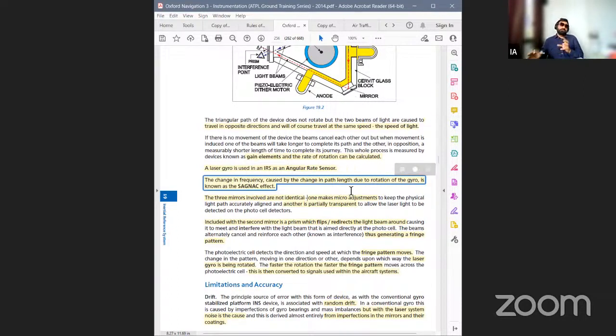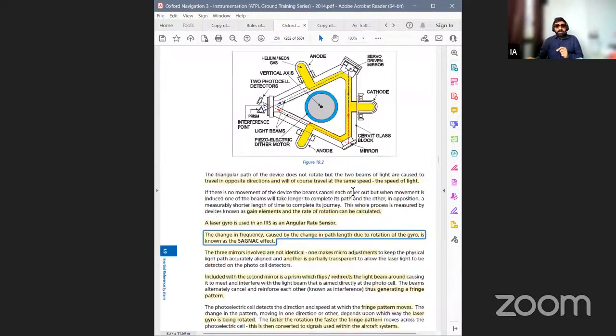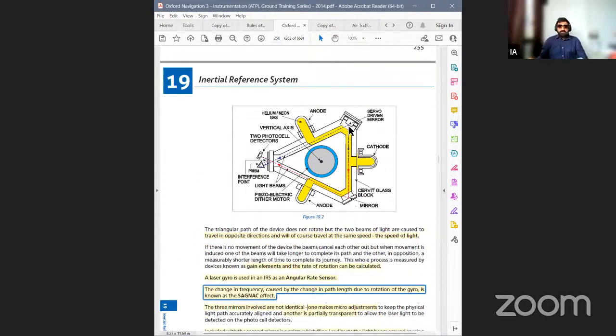So we understand, whenever the gyro is moving, whenever the aircraft is moving, the length taken by this blue arrow and the length taken by this red arrow will vary because of the movement. And because the length varied, and the light is traveling at the speed of light, the frequency will vary. Some frequency will decrease, one will increase. So the change in frequency because of the change in length due to the rotation of the gyro is known as Sagnac effect.